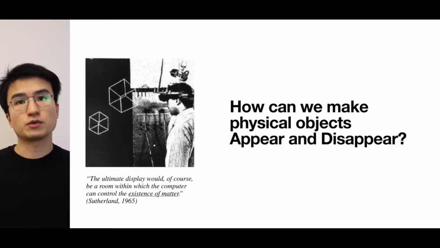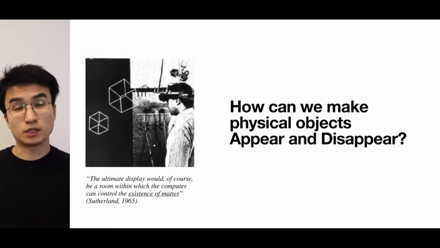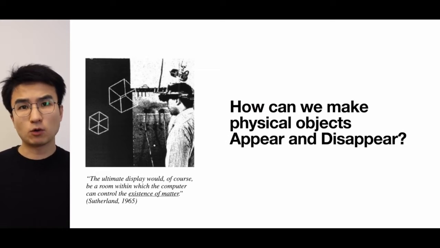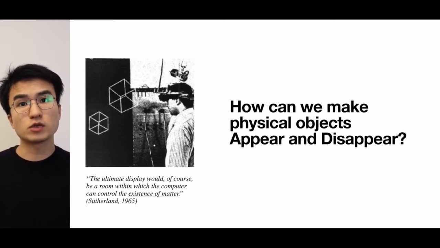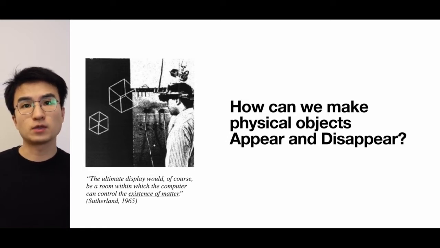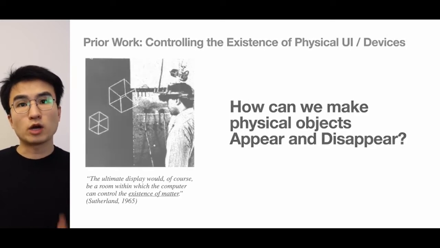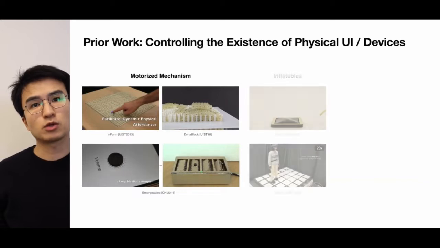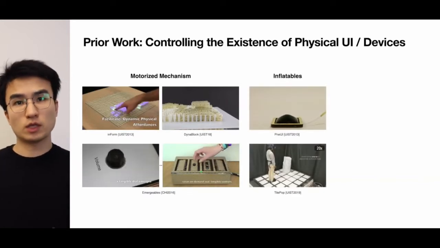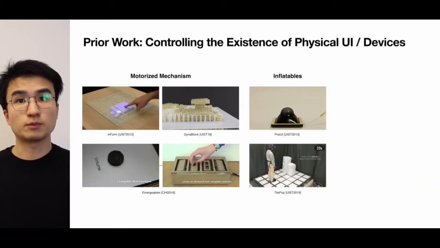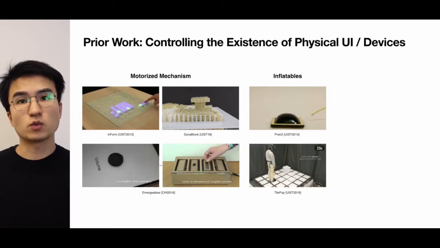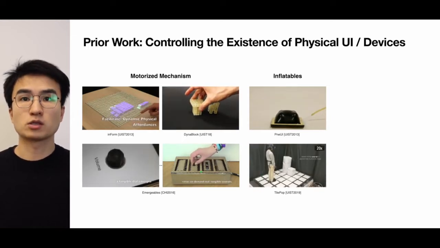So the starting question of this research is quite simple. How can we make physical objects appear and disappear? While making graphical objects appear and disappear on screens or VR headsets became super easy, doing that for physical objects or tangible user interface systems is really difficult. While prior research has preliminarily explored such an expression, either using motorized mechanisms or inflatables, they have limited expression with a fixed mechanism and configurations.